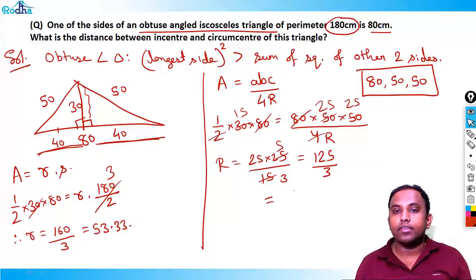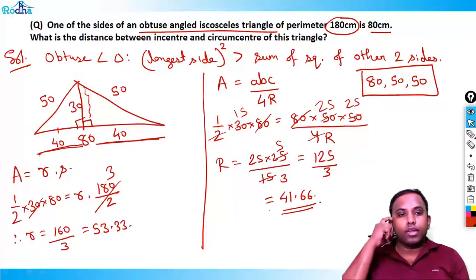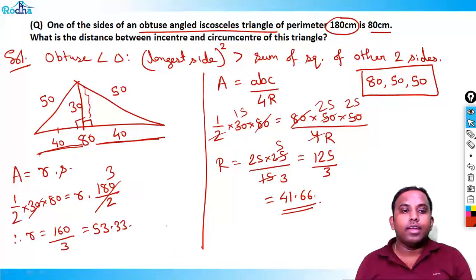That is 41.66. So the circumradius becomes 41.66. The inradius becomes 50.